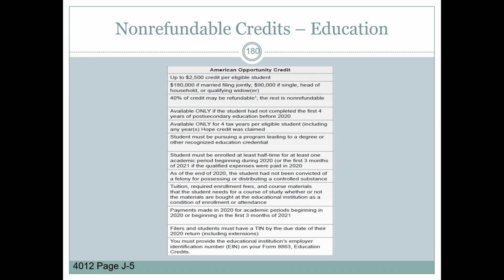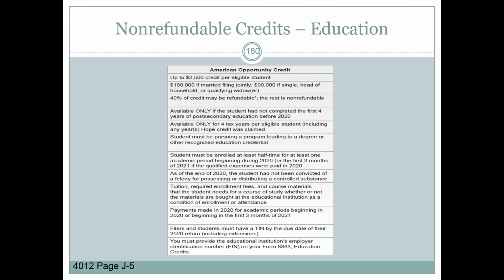There are income limitations, $180,000 if married, filing jointly, $90,000 if single, head of household, or qualified widower. Again, 40% of the credit may be refundable, and we'll talk about that a little later. The rest is non-refundable. It just reduces the income tax liability, but never below 0. It's available only if the student had not completed the first 4 years of post-secondary education before 2020. So a person that was in a graduate program would never be able to take a non-refundable credit.